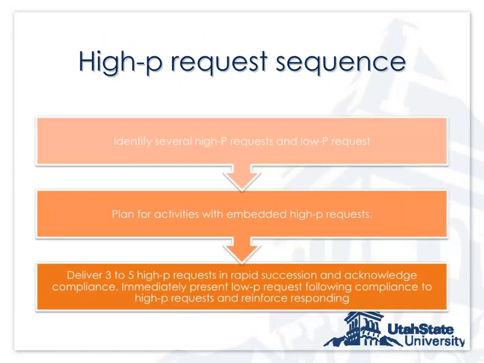In order to implement the high probability request sequence, you will first need to identify a series of high probability requests, as well as low probability requests. Plan for activities with embedded high probability requests. Deliver 3 to 5 high probability requests in rapid succession, then immediately present the low probability request, following compliance with the high probability requests. For example, if the target request is for the student to complete an assignment independently, asking the student to pass the assignment sheets to his peers or write his name on the assignment are examples of high P requests that can be used first to build momentum.